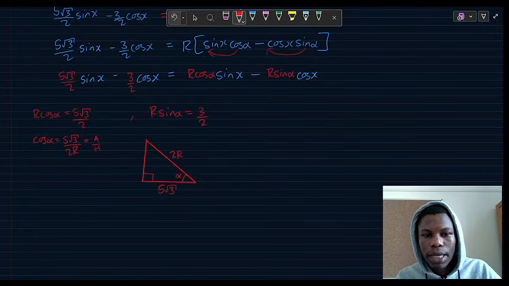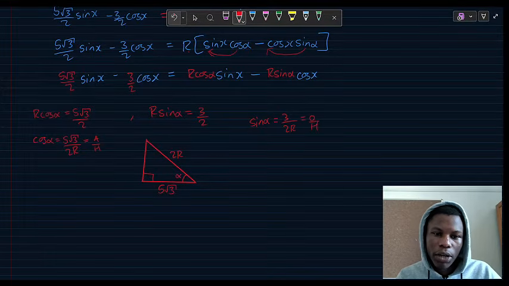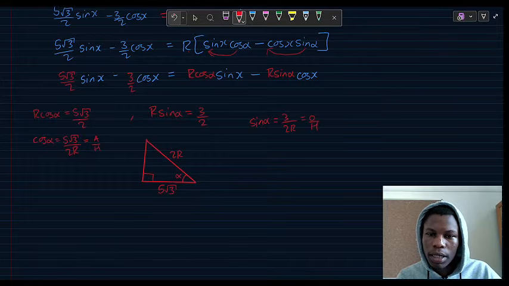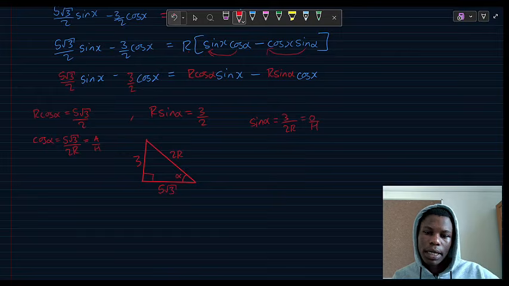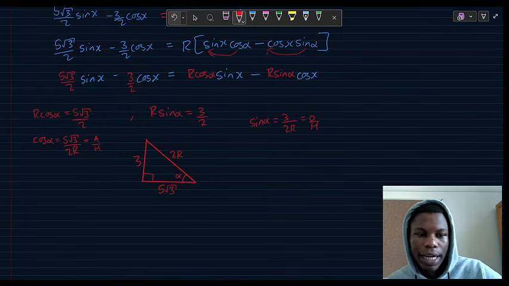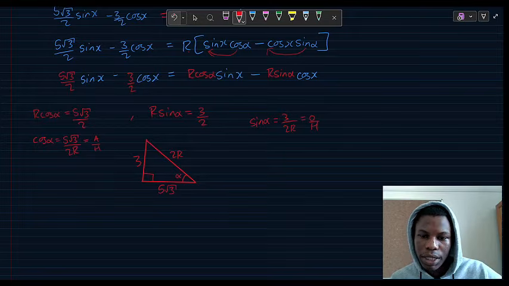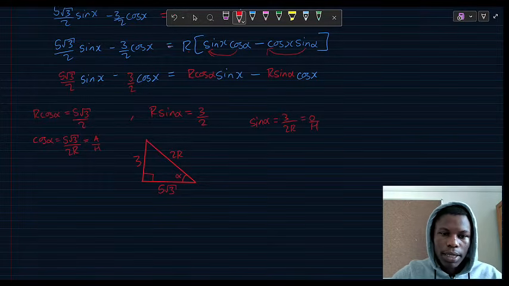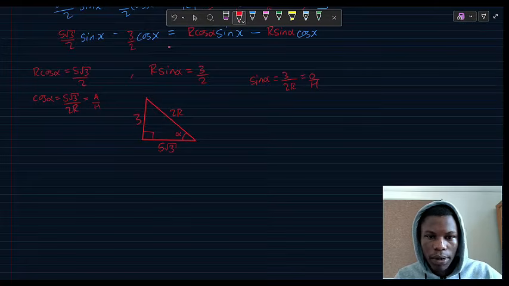If I do the same with r sine alpha, I divide both sides by r, and sine alpha has to be 3 over 2r. I know sine is opposite over hypotenuse, and my opposite is going to be the 3. The hypotenuse is the 2r. From this triangle, we can now calculate what alpha has to be, and we can also calculate what r has to be. So let's start with r.